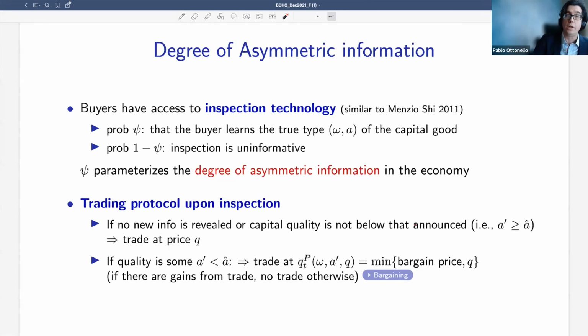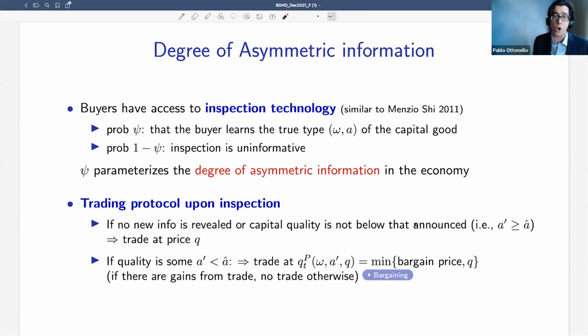When psi tends to 1, we are close to an economy with full information. When it tends to 0, we're in an economy in which buyers cannot know at all about the unit of capital quality before purchasing. Okay, now, given this technology, we need to introduce a protocol upon inspection.